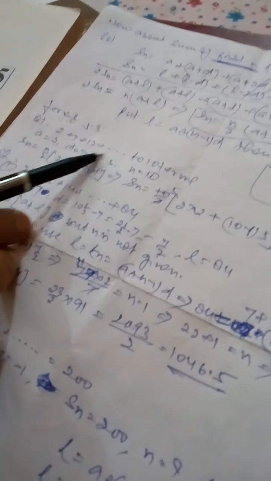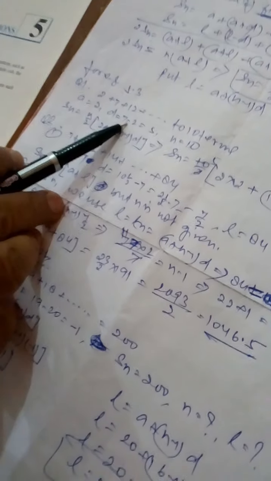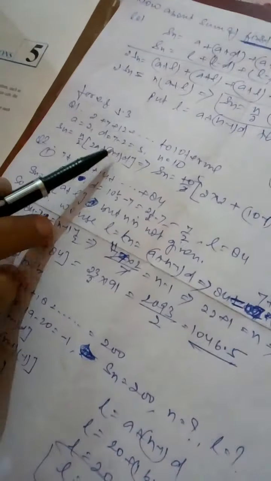For example, 5.3 question number 1: 2 plus 7 plus 12 and so on, 10 terms. We have to add this sequence up to 10 terms. So here A is equal to 2, D is equal to 7 minus 2, n is equal to 10 terms. So Sn equals n by 2 into (2A plus (n minus 1) D). This is the formula.